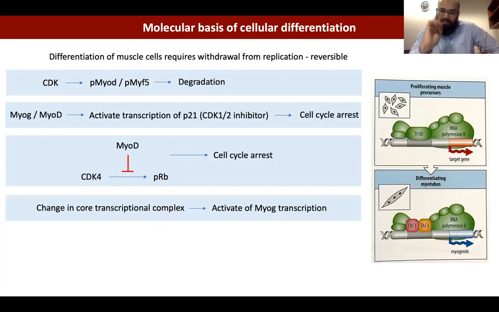And then the most important thing that happens at the more global level is, I mean, we discussed the TAD. So all these genes that are required for muscle differentiation are in one TAD because their expression needs to be coordinated. And so in that context, it is easy to understand that there is a change in the core transcriptional complex from TFIID to TRF3 and TAF3. So the whole transcription initiation complex that is active in the myoblast and keeps them cycling is replaced by this TRF3 and TAF3. And it starts expressing the myogenin gene and decreases the expression of probably Myf5 and MyoD.